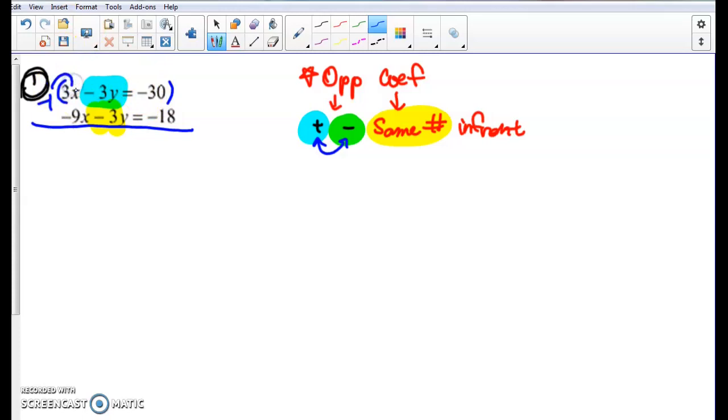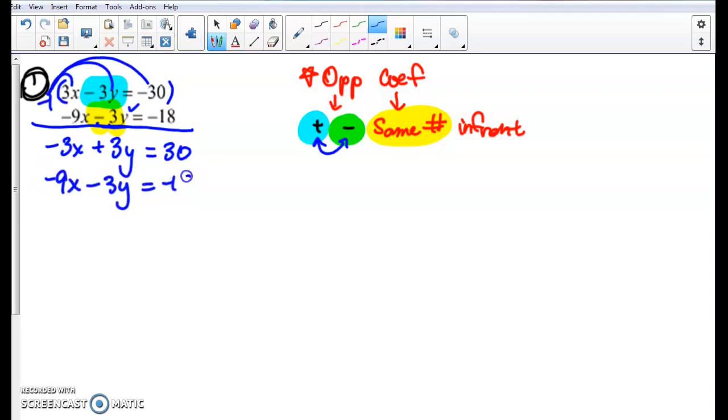So negative 1 times 3x is going to be a negative 3x. Negative 1 times 3y is going to be a positive 3y. And now negative 1 times 30 is going to be positive 30. Now, this one right here is already a negative 3y, so it's the one we want to keep. So we just drop down this whole second equation. So it'll be negative 9x minus 3y equals negative 18.